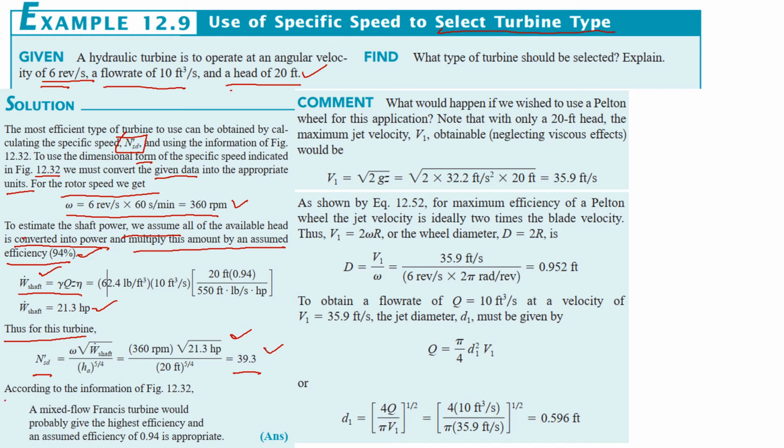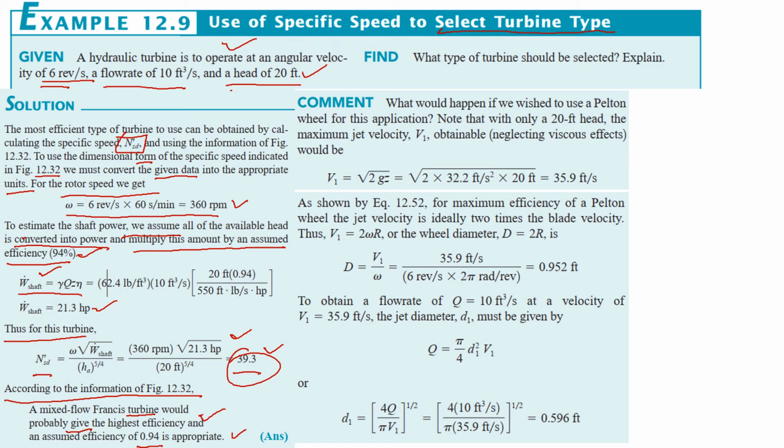Thus, for this turbine now we can calculate our specific speed, and that comes out to be 39.3. According to the information of figure 12.32, a mixed flow Francis turbine would probably give the highest efficiency, and an assumed efficiency of 0.94 is appropriate. So this term can be read from the figure that we saw previously, and from that we can see that a mixed flow Francis turbine will be suitable for the conditions that are given to us.